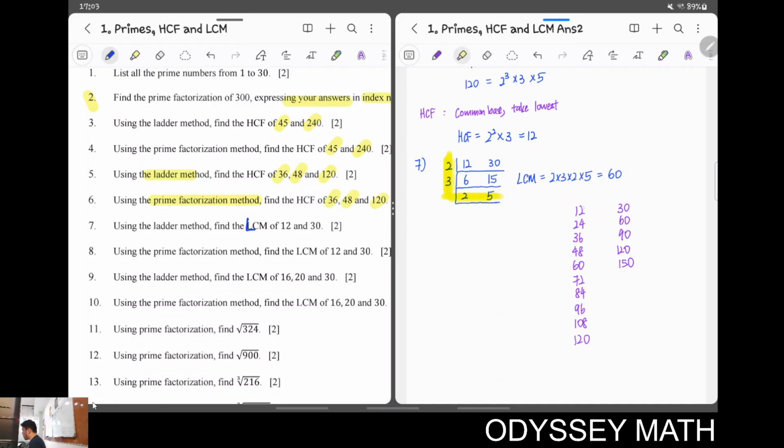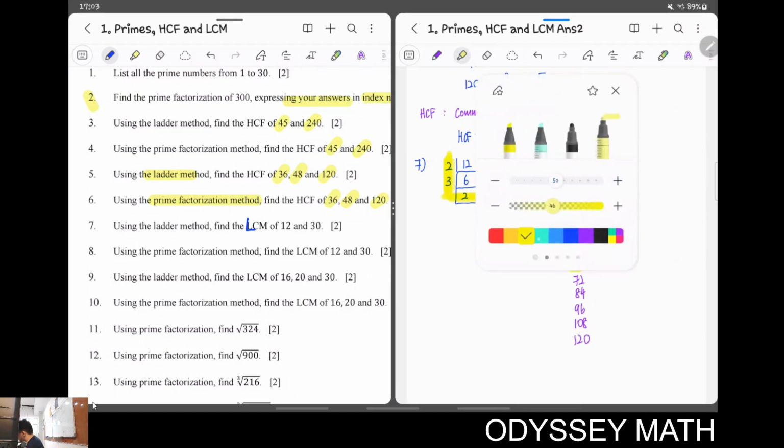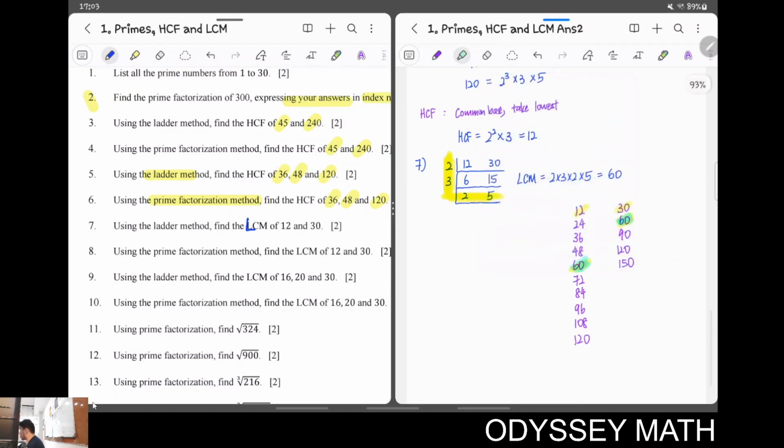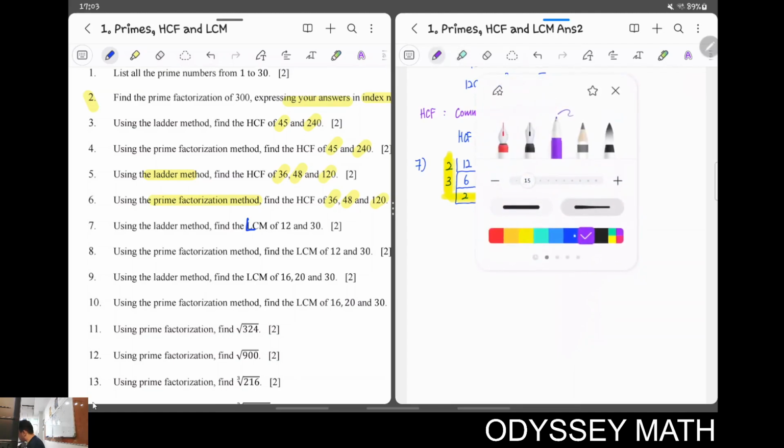If you take a look at 12 and 30 here, these are their multiples respectively. And you notice that the lowest common multiple is actually 60. Can you see? So that is what is meant by the lowest common multiple. Look at all their respective multiples for 12 and 30. What's the multiple that's common to both of them and also the lowest? That's the meaning of lowest common multiple. So with that, let's do question number 8.